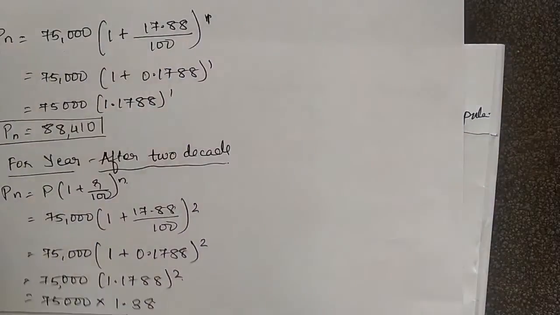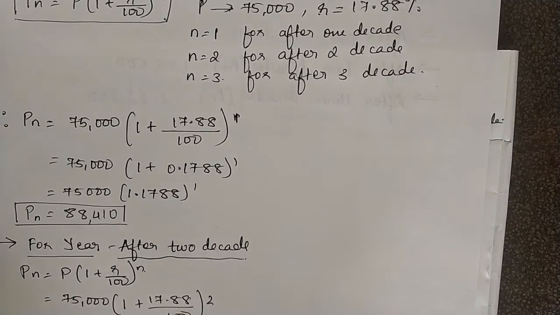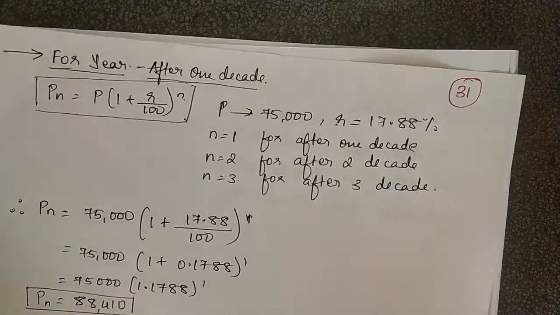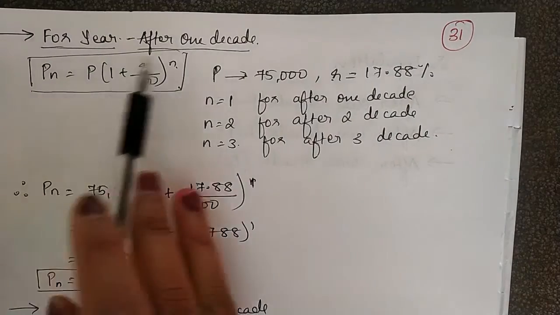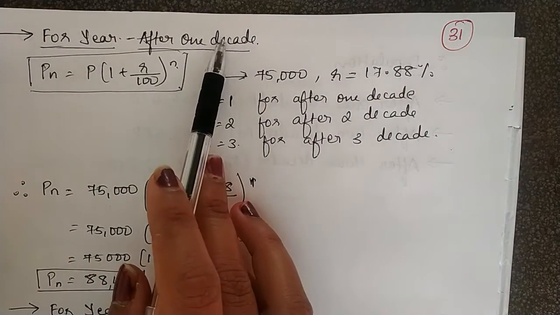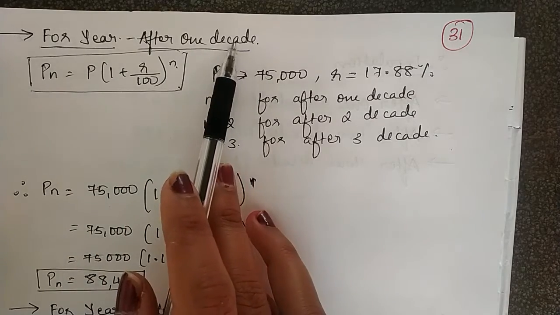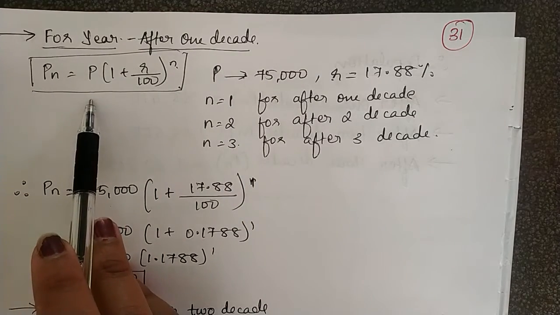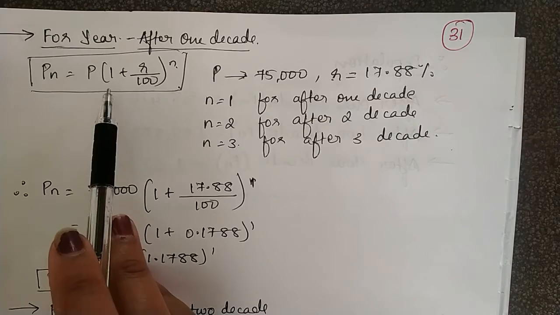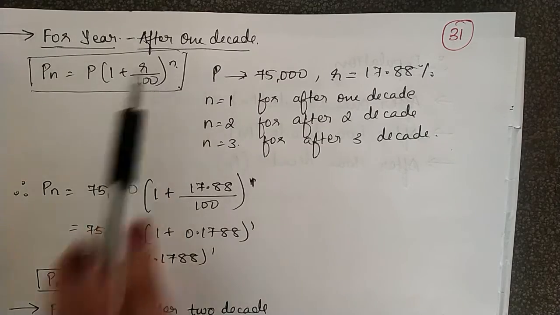Next, what am I going to do? I am going to start solving here and find the populations after decades. For the year after 1 decade, they have asked me the populations, isn't it? So for after 1 decade, I will find now. What is my formula given? Pn is equal to P into bracket 1 plus R by 100 raised to N.